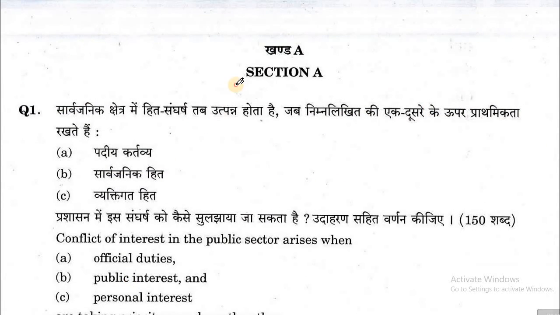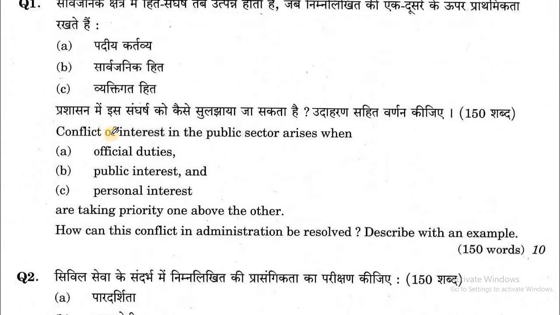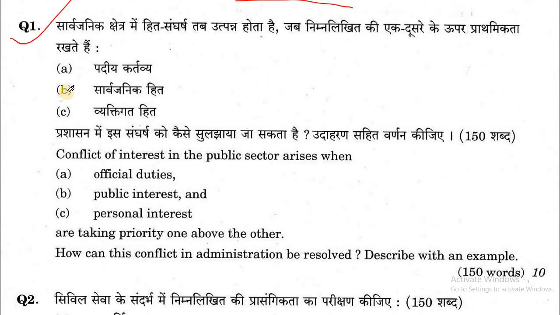Now, we will look at Section A. Question number 1. Conflict of interest in the public sector arises when A. official duties, B. public interest, and C. personal interest are taking priority one above the other. How can this conflict in administration be resolved? Describe with an example. 150 words and 10 marks.